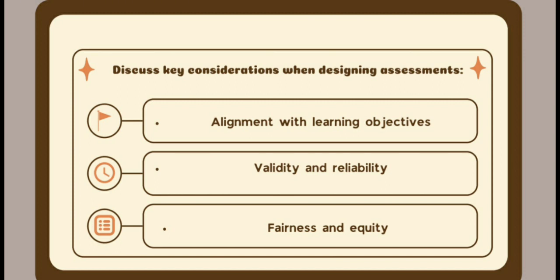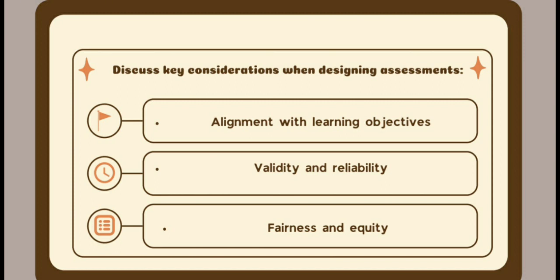Second is validity and reliability. Validity is the extent to which an assessment measures what it is supposed to measure. It assesses the accuracy of the result. Assessments should have content validity, like covering relevant content, and construct validity, which is measuring the intended construct. Criterion validity compares the assessment to a gold standard, while predictive validity assesses the ability to predict future performance.